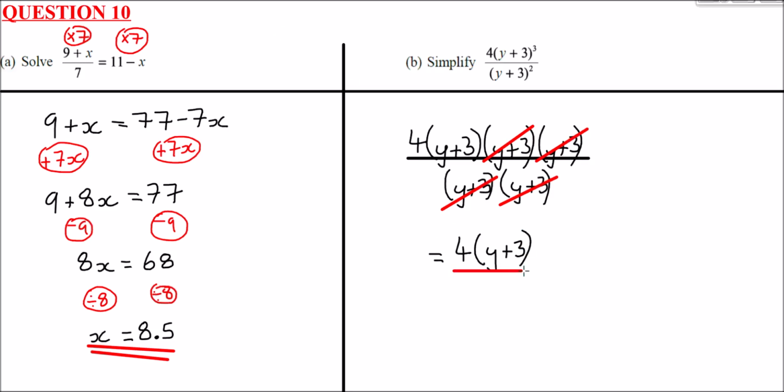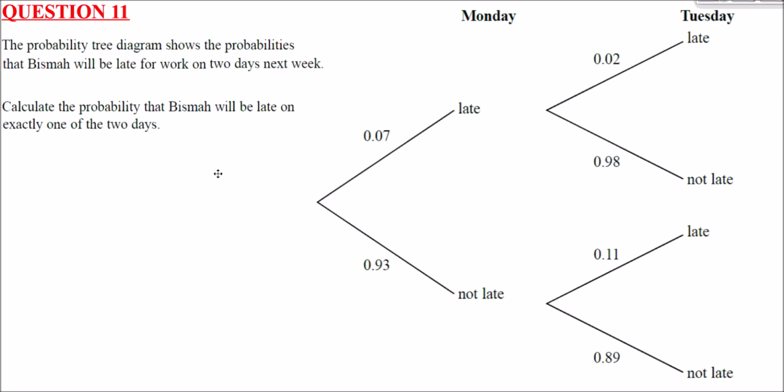No need to expand it, you just give yourself more work to do. That's absolutely fine to leave it like this. Question 11, we have a tree diagram. So the probability tree diagram shows the probabilities that Bisma will be late for work on 2 days next week. Calculate the probability that Bisma will be late on exactly one of the 2 days.